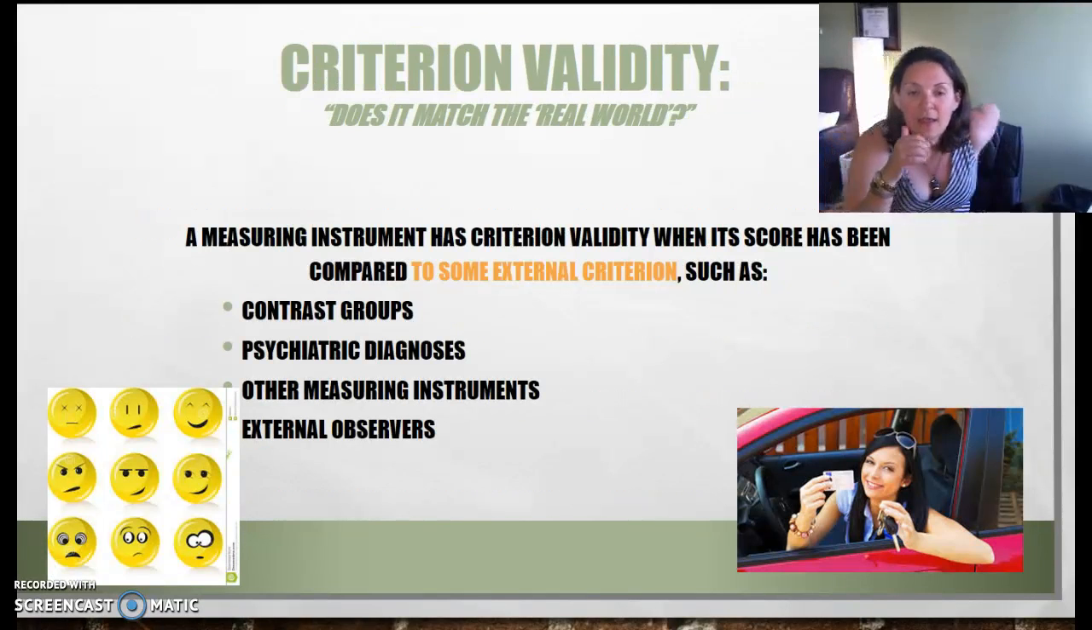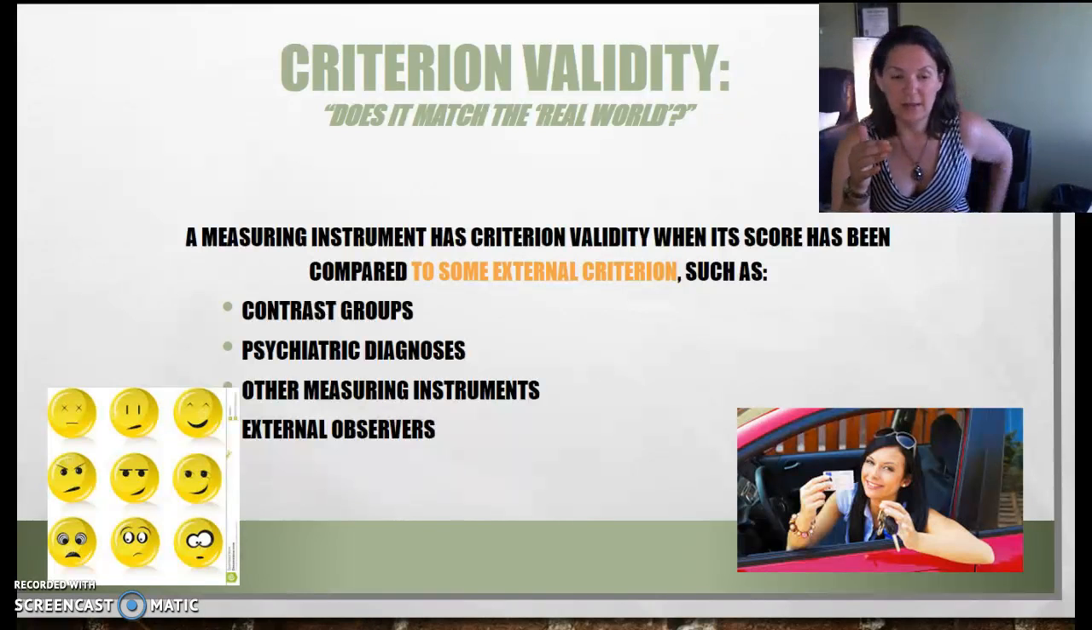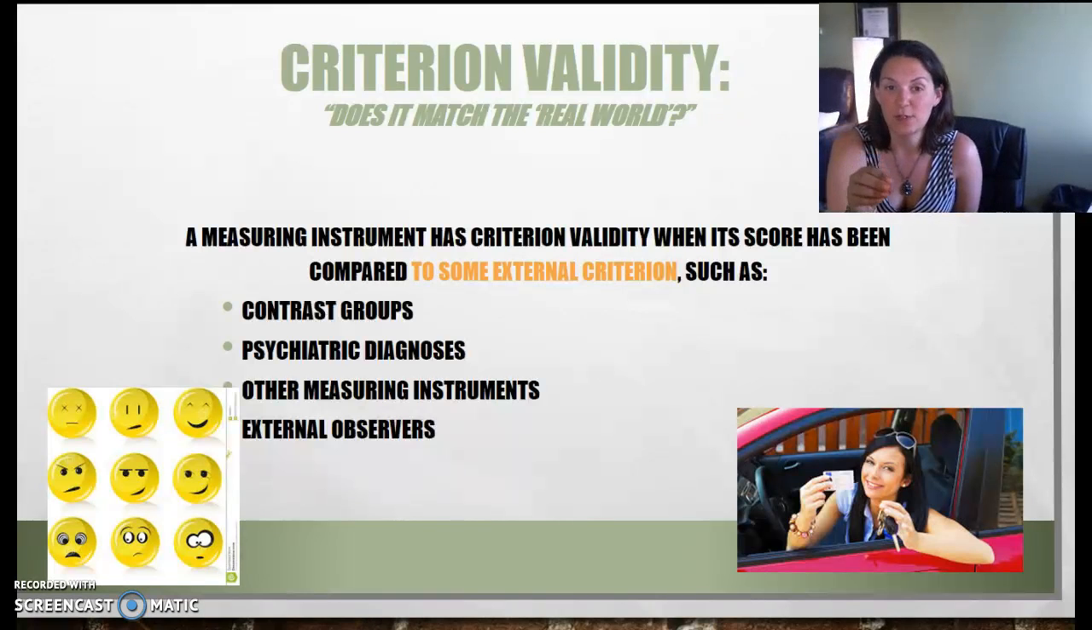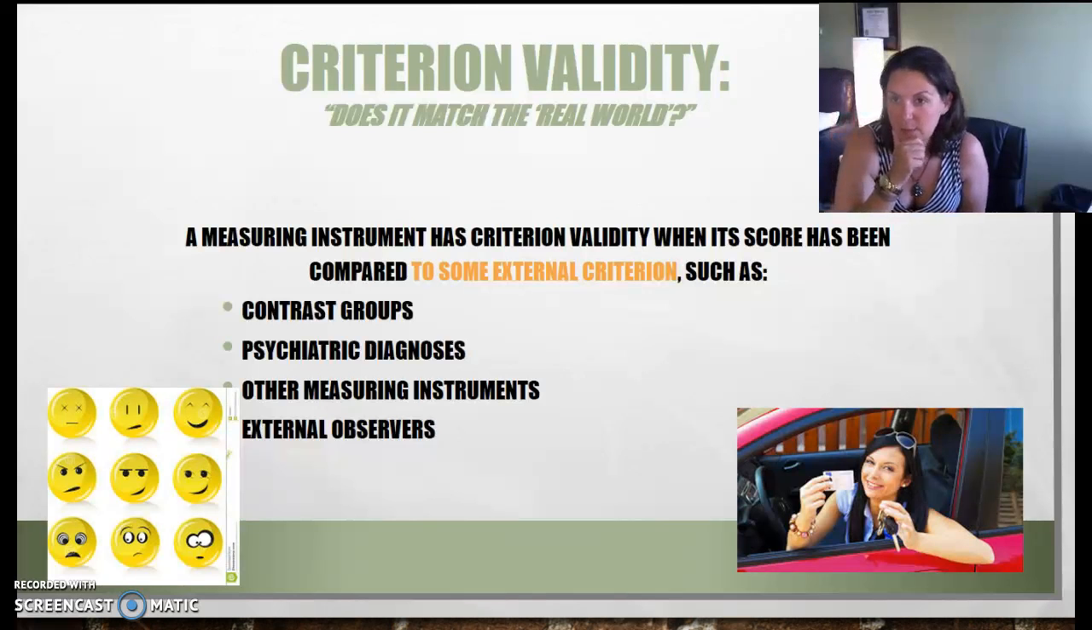Criterion validity is the next most sophisticated type of validity, and it asks the question, does it match the real world? Usually with criterion validity, we're looking at whether the instrument measures some sort of external criterion, maybe a contrast group or a diagnosis or another instrument, something like that. Let me give you 2 examples that I think will help make this make sense. So criterion validity is asking, does it match the real world? Two examples of this.